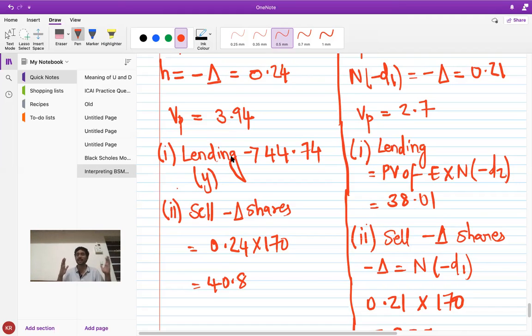Okay, so basically lending has come down, and the amount of proceeds that I receive on shorting of minus delta shares has also come down. Therefore, the net cash outflow as per the Black-Scholes model is only 2.7 for the replicating portfolio, which is also equal to the value of a put option, whereas under binomial, it is 3.94. Of course, the Black-Scholes model is a better version of the binomial because it does not have those restrictive assumptions.